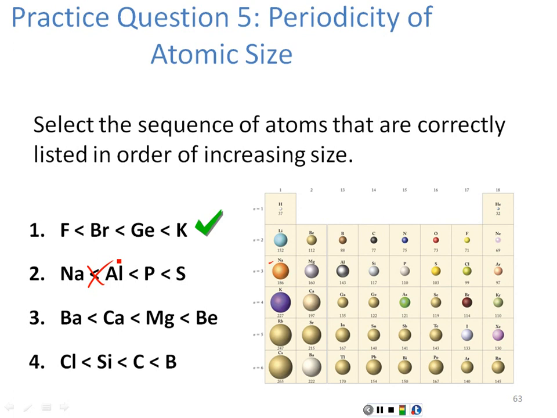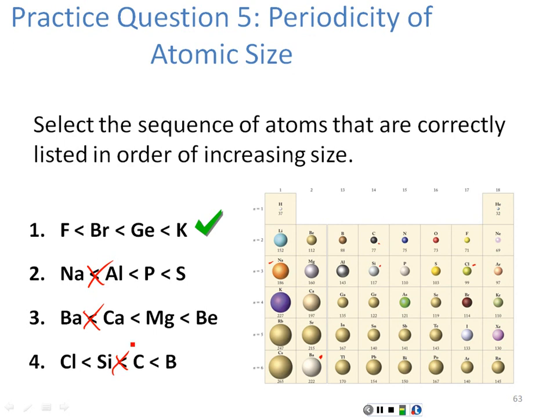Let's see, barium is further down the column than calcium, so barium would actually be bigger than calcium. Chlorine is further to the right than silicon, so that would be correct. Chlorine's smaller than silicon. Silicon is lower than carbon though, just below it. So silicon's actually bigger than carbon, so that's incorrect. So what we're left with is choice 1.